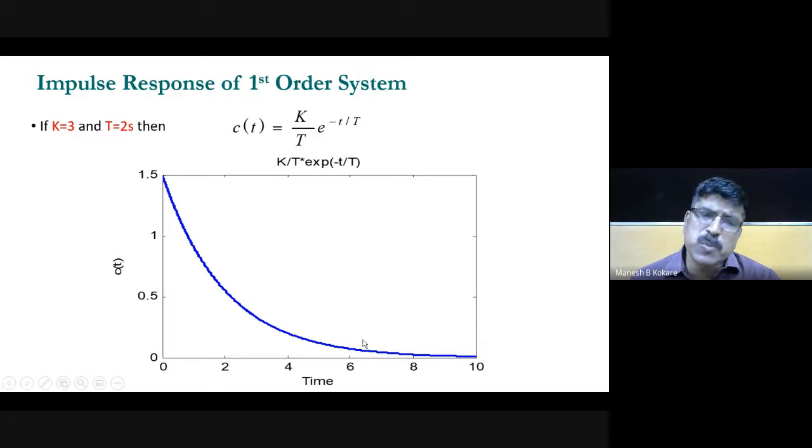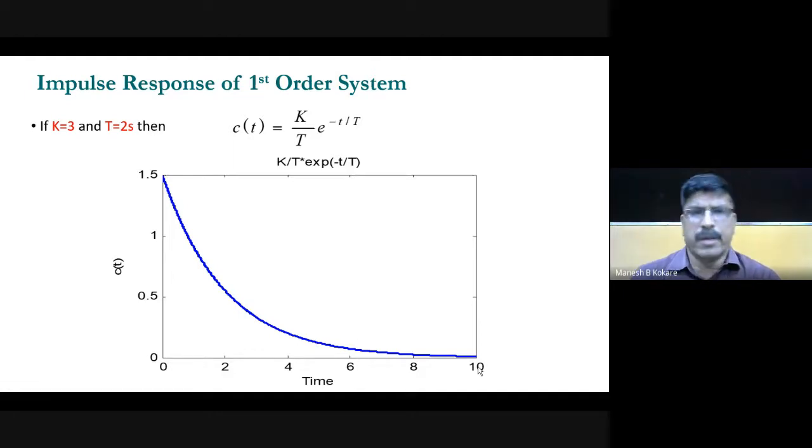If such a response is there for this system, then that system is said to be a stable system, because when there is an input, available at t equal to 0, you are getting the output. But if there is no input available, then your output is tending to 0. So we can conclude that this system is a stable system, right? I hope that you have understood this one.